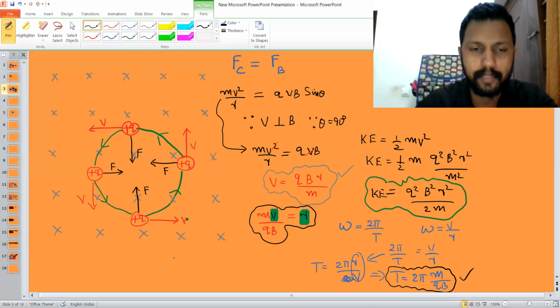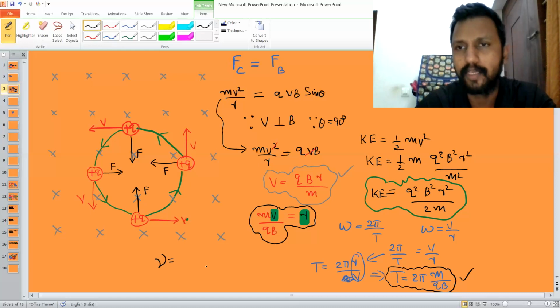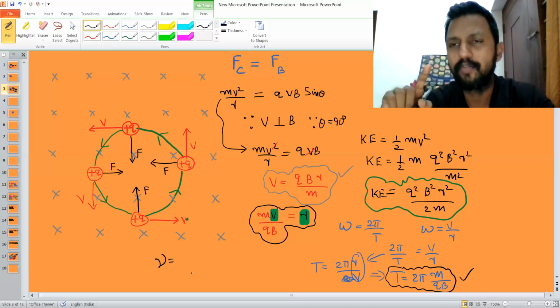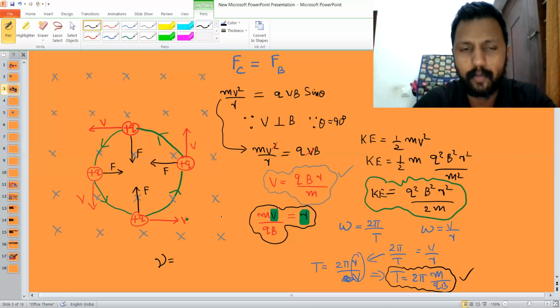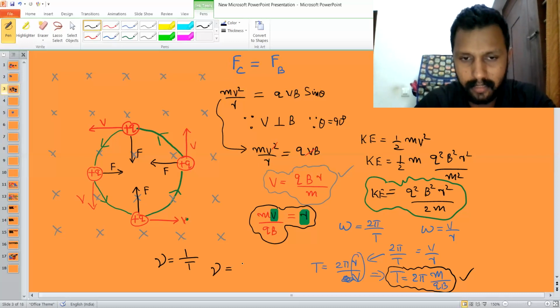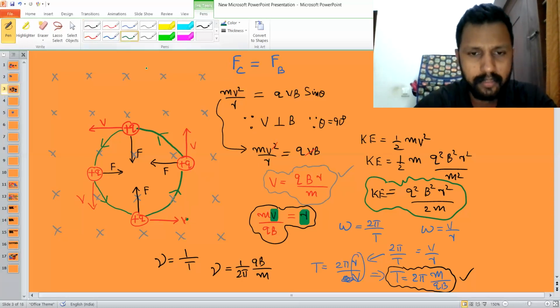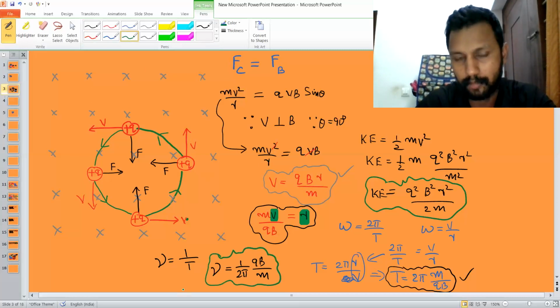Then let's find out the expression for frequency. What's frequency? Frequency is the number of revolutions completed in 1 second. What's the relation between frequency and time period? Frequency is the reciprocal of time period. Therefore, to get the expression for frequency, you just have to take the reciprocal of time period, that is 2 pi m by qB becomes qB by 2 pi m. This is the mathematical expression for the frequency of the circular motion.